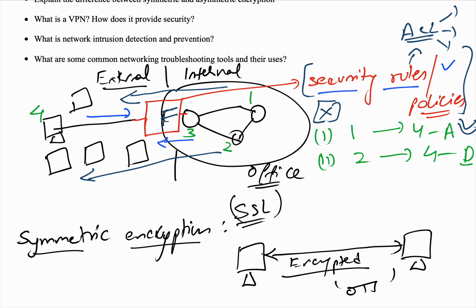When you use the same key for encryption and decryption, for example, you're trying to send a packet from here to here, you have encrypted it with this key. You have sent it here. Now the other user, this is A, this is B. B has the exact same key, and it uses that same key to decrypt the packet. Then it is symmetric encryption.